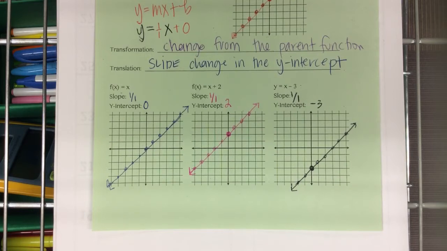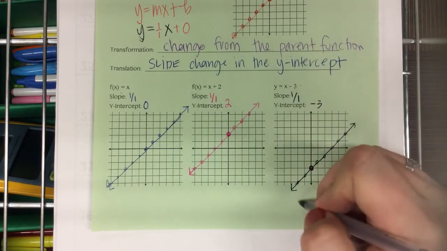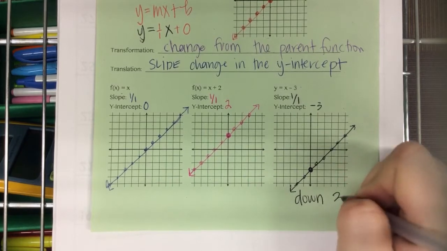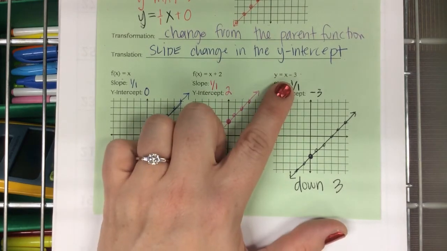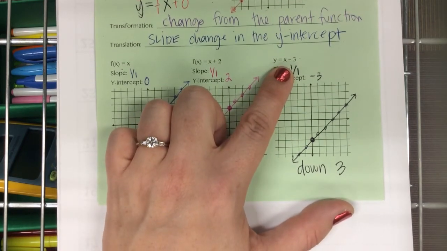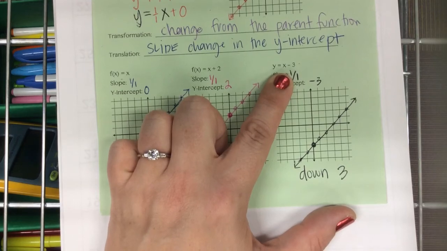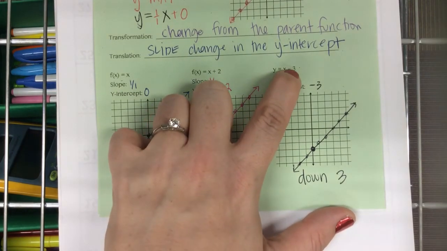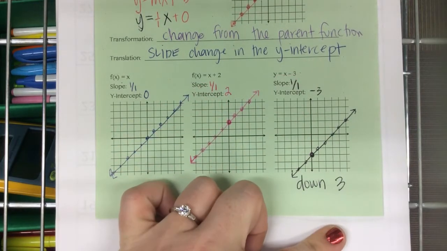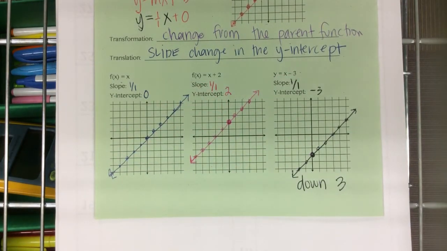This is translating a linear function. This one went down 3. That's the translation. If you just looked at this equation, y equals x minus 3, could you tell me what's going to happen to the equation? The intercept is negative 3, so it went down 3 spaces. The slope doesn't change. The slope is still 1 over 1.